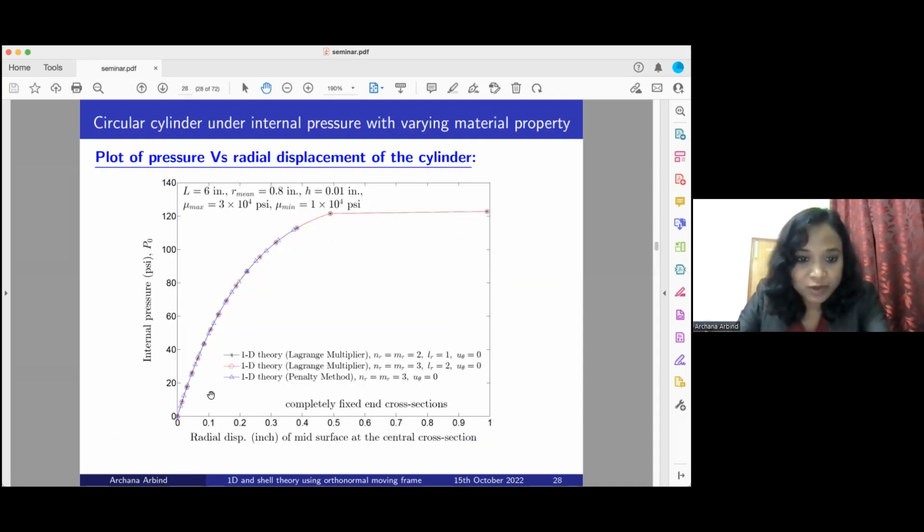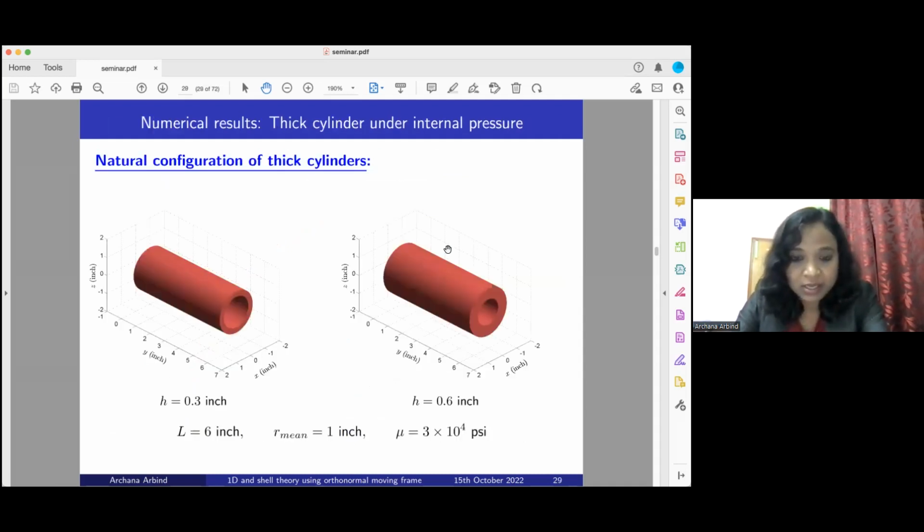Okay, in this case also I have compared the results for different orders of approximation. It converges very well. So this problem is not only limited to thin shell, but also thick shell structures. Here the two shell structures are showing a cylindrical shell, which is pretty thick, and the thickness is 0.6 inch, whereas the radius is 1 inch. So these are pretty thick, with completely fixed boundary condition, again under internal pressure.